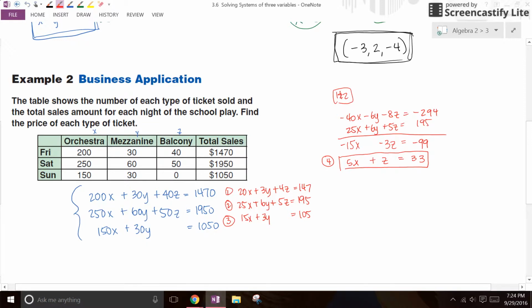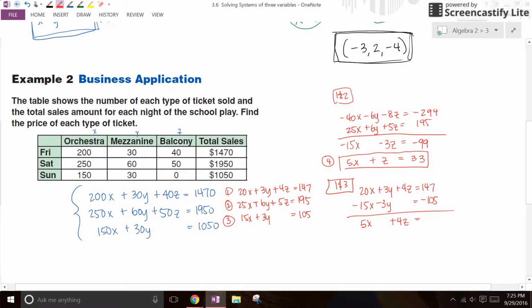All right, staying on that pattern, I've got to get 1 and 3 combined because I think that would be easy. I'm going to do 1 and 3 to make a new equation 5. So 1 was 20x plus 3y plus 4z equals 147. In order to work, I'm going to multiply 3 by negative 1. So we'll get negative 15x minus 3y equals negative 105. And if we add straight down, we get 5x. The y's cancel, but we've now introduced a z, is equal to now 47.